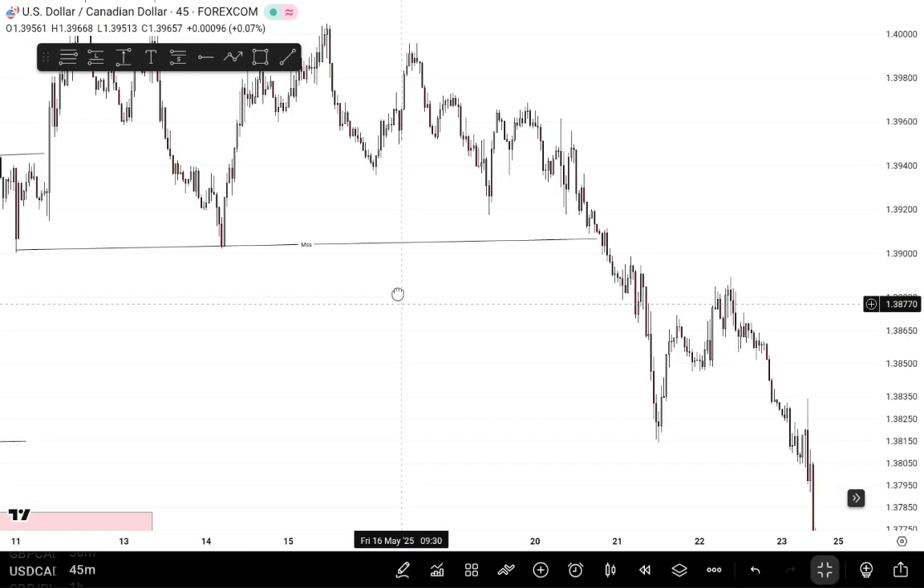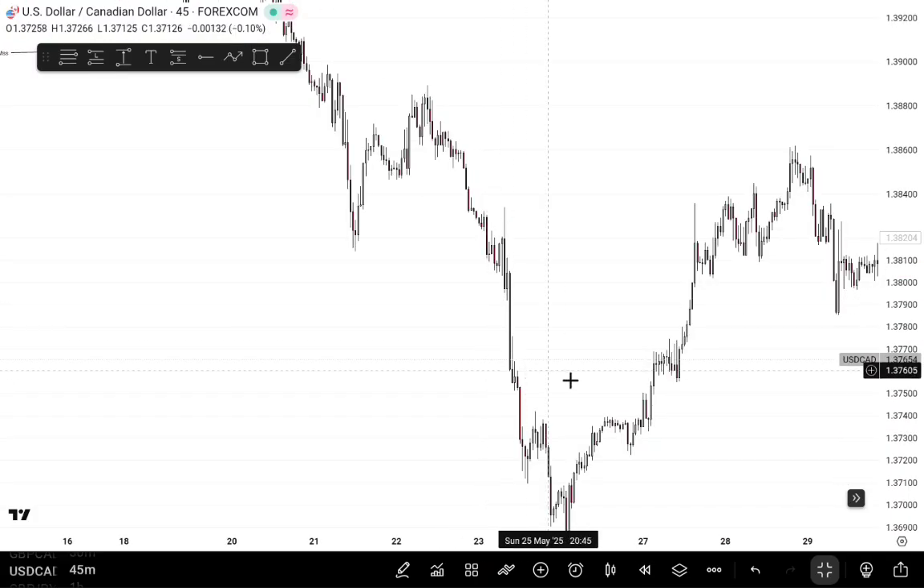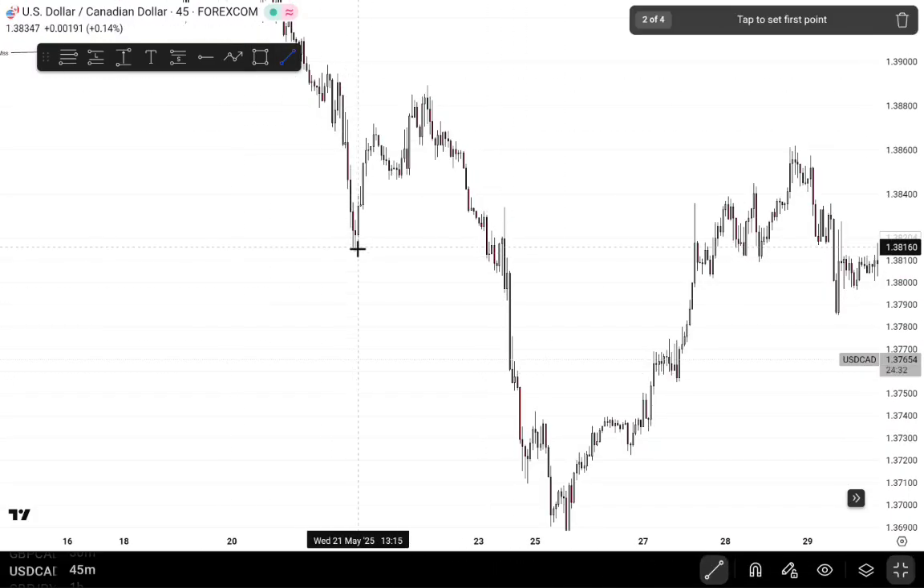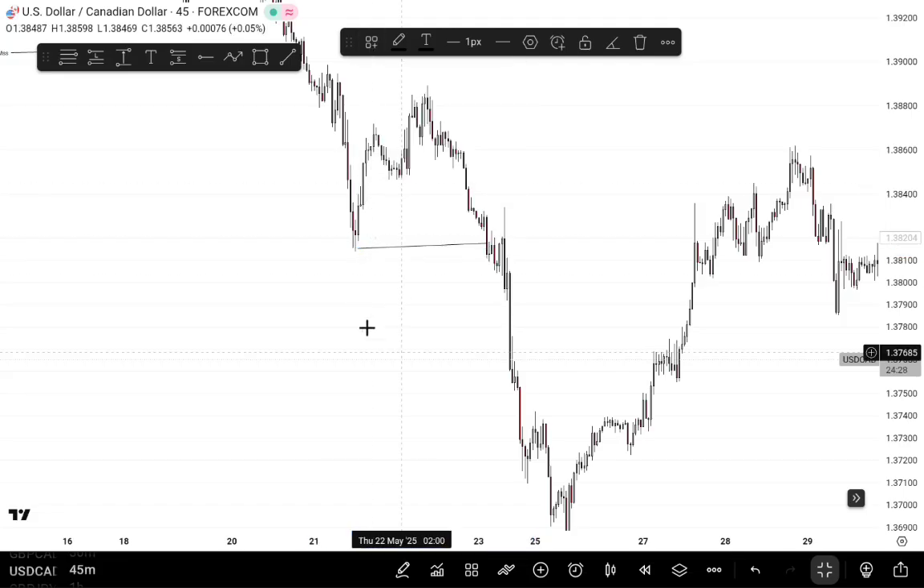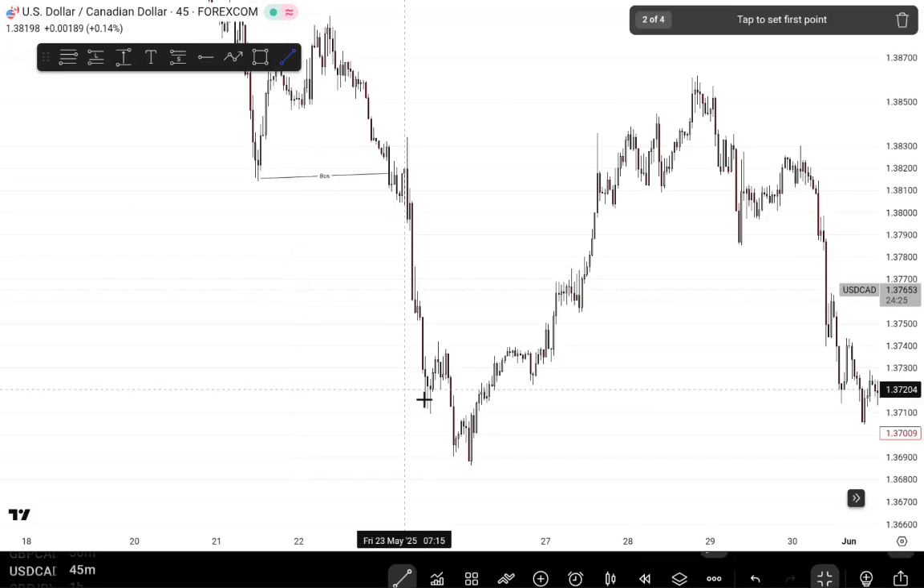Alright, so we also have a break to the downside, and also another break to the downside.